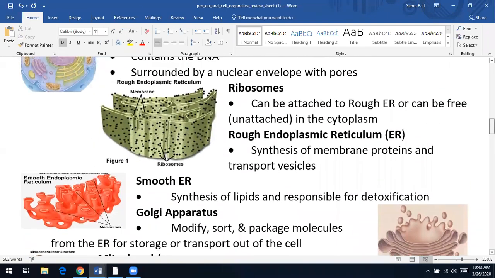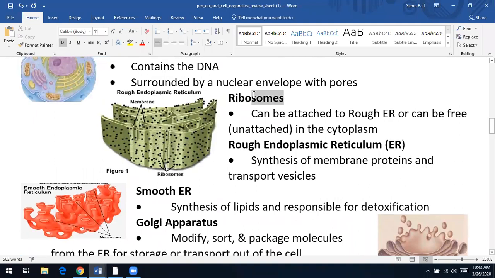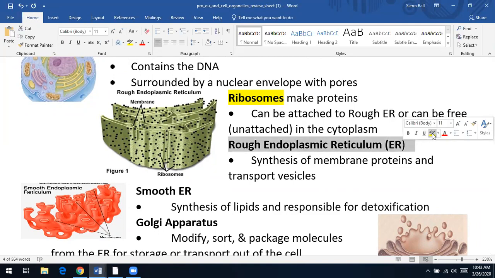We have our ribosomes, which are responsible for creating proteins. Actually, I'm going to go back and type that on here. Ribosomes make proteins. And you're going to see the ribosomes in two places. You're going to see them free-floating in the cytoplasm, or attached to this organelle known as the rough endoplasmic reticulum, or ER for short, because I'm not going to keep saying that over and over again.